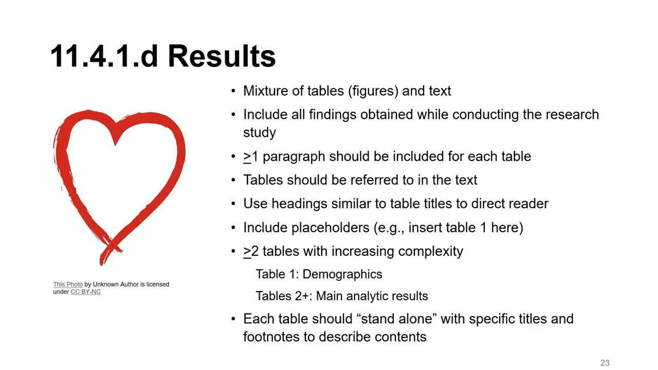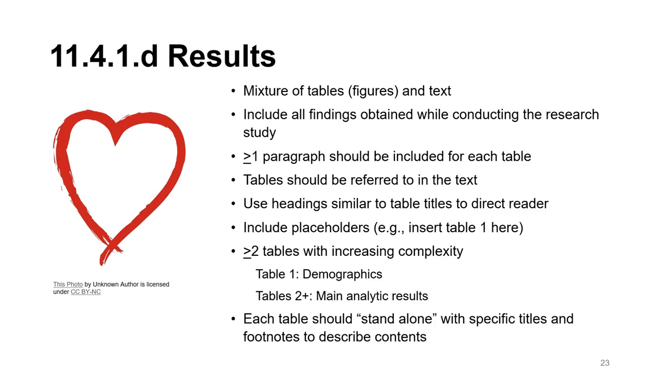You can use headings that are similar to the table titles in order to direct the reader from the text to the tables more easily. Some journals may also want you to include a placeholder, so after you talk about Table 1, all of the information that's in Table 1, or less detail about information in Table 1, you would include in parentheses, insert Table 1 here, so they know where you plan to have that table.